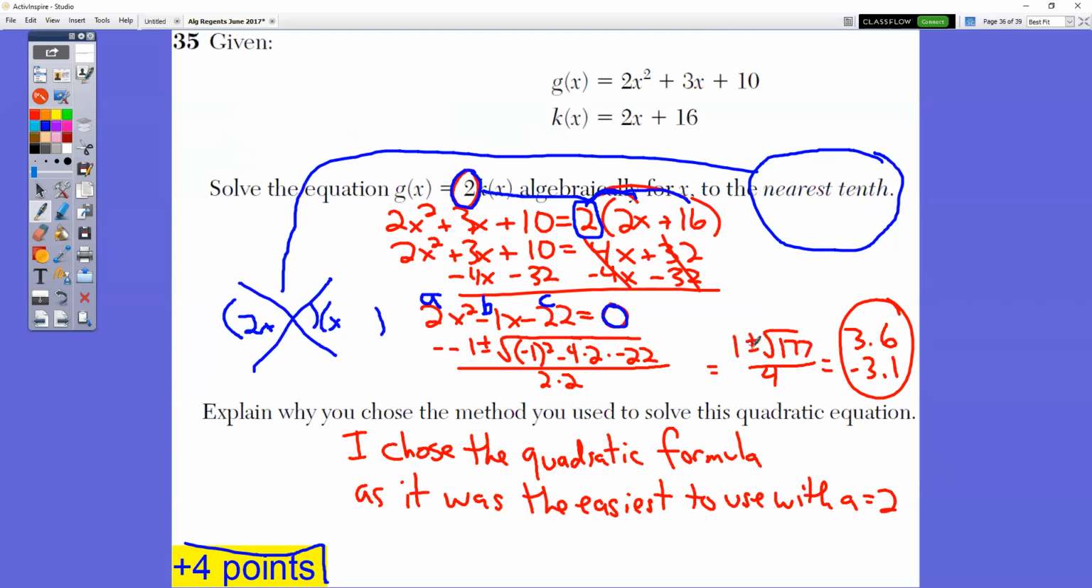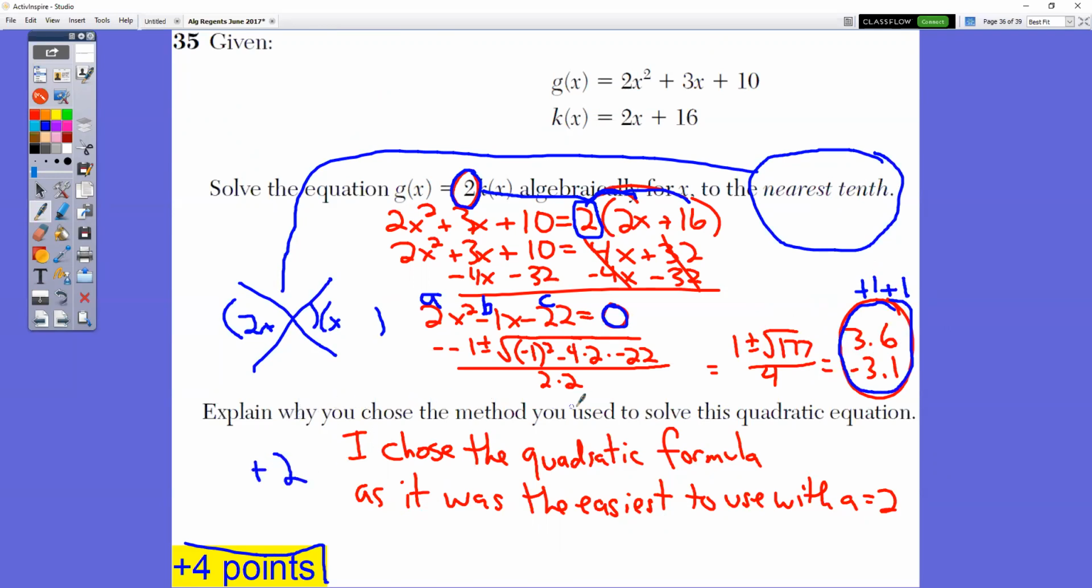So you end up with 1 plus or minus the square root of 177 divided by 4. You could just type that into your calculator once with the plus sign, type it in a second time with the minus sign. You end up with 3.6 and 3.1. This was worth 1 point each. All right, that was worth 1 point each. The explanation here is worth 2 points.